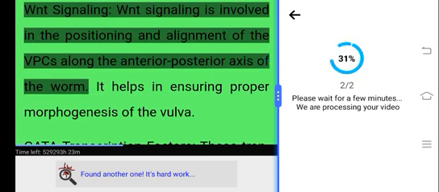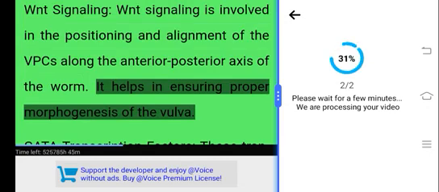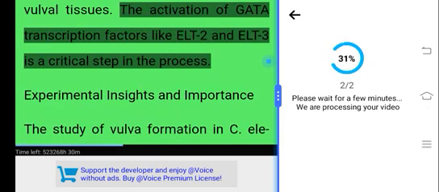WNT signaling. WNT signaling is involved in the positioning and alignment of the VPCs along the anterior-posterior axis of the worm. It helps in ensuring proper morphogenesis of the vulva. GATA transcription factors. These transcription factors are essential for the differentiation of the VPCs into specific vulval tissues. The activation of GATA transcription factors like ELT-2 and ELT-3 is a critical step in the process.